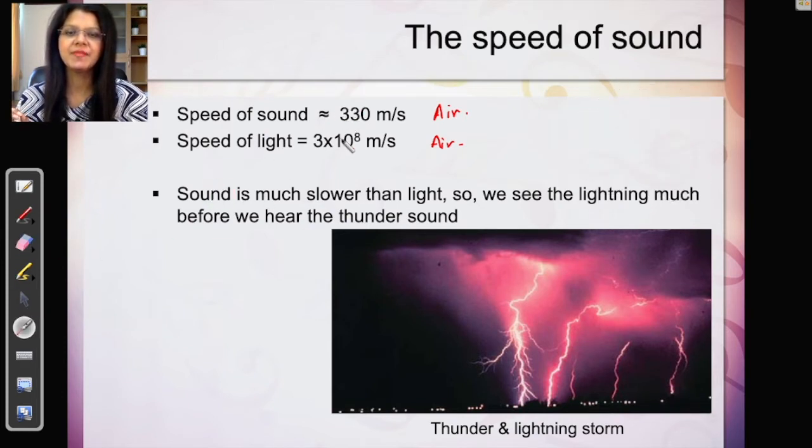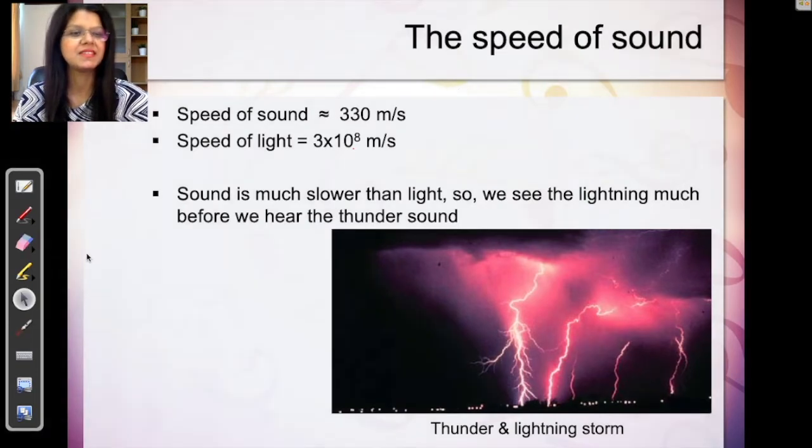Sound, if you compare the two numbers, is much slower than light. So we see the lightning much before we hear the thunder whenever there is a thunder and lightning storm. Lightning is seen first, sound is heard later, and this is a very common sense, logical piece of information that I'm sure you know already.